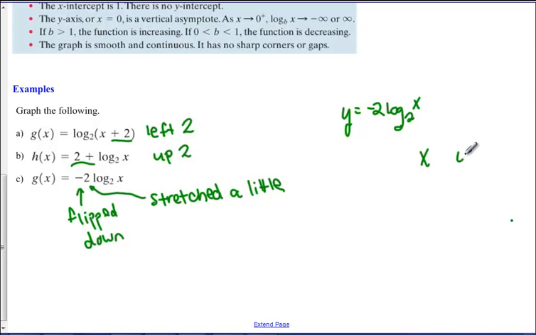So x, y. If x is, let's see, if we do x is 1. So if x was 1, log base 2 of 1 is what? All right, 0. And then 0 times a -2, it's still going to be 0. So here, maybe we'll do it this way. I'll write the -2 out here separately.